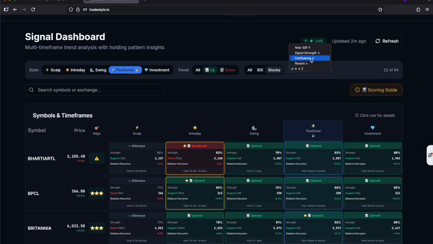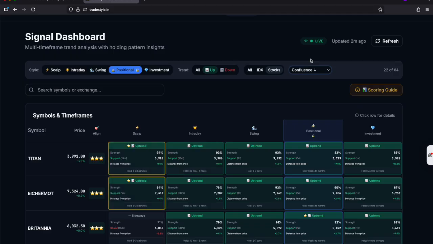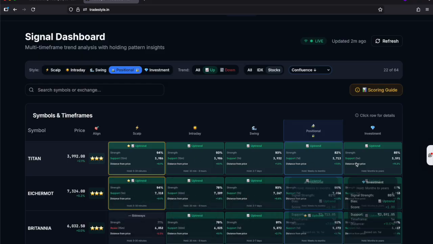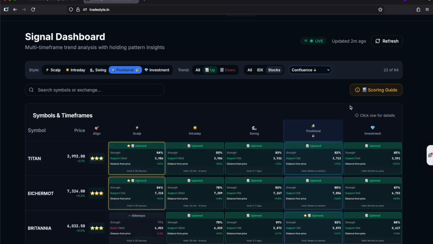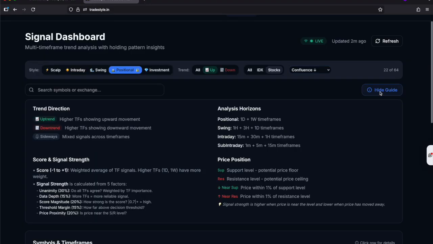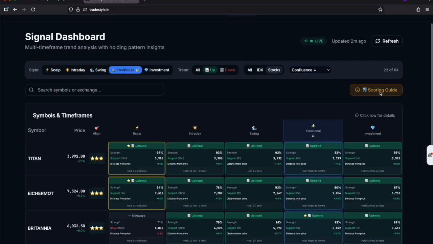There are filters like confluence. If I select it, it is going to show you what the high conviction symbol could be. Here Titan is coming at the top. It is on uptrend in all, and the corresponding support and everything is shown over here. You can search by symbol, or also see the scoring guide over here. You can read through that.